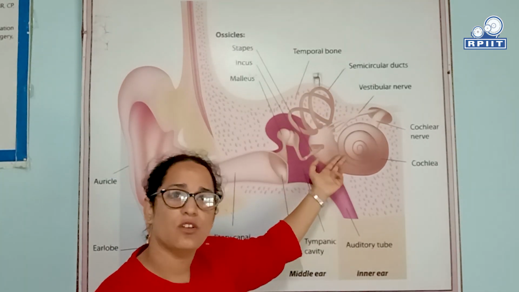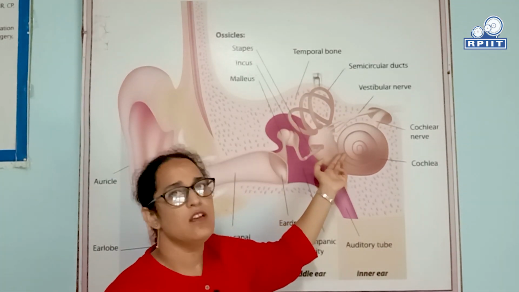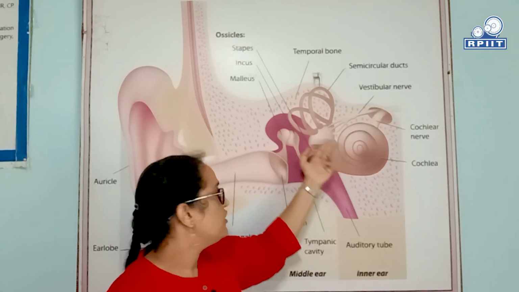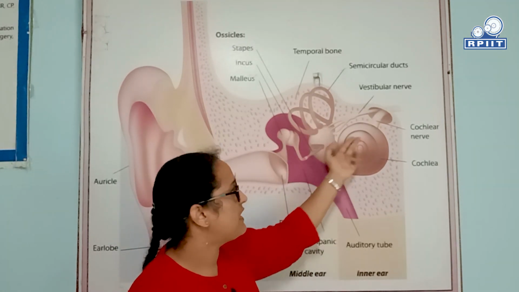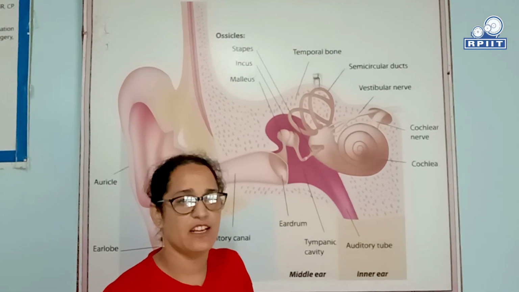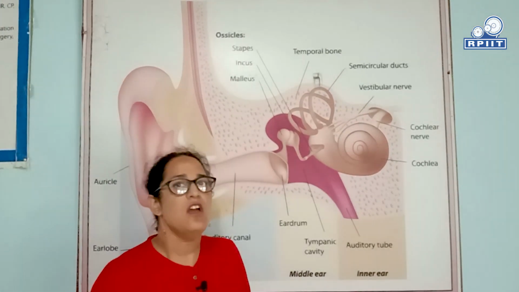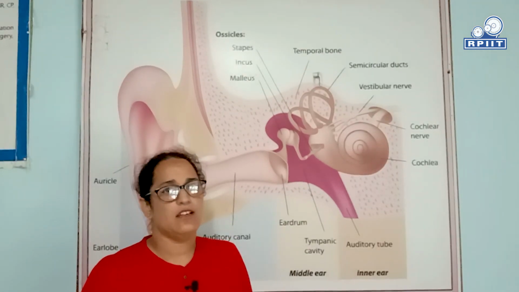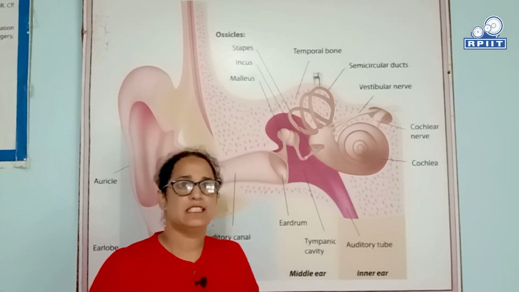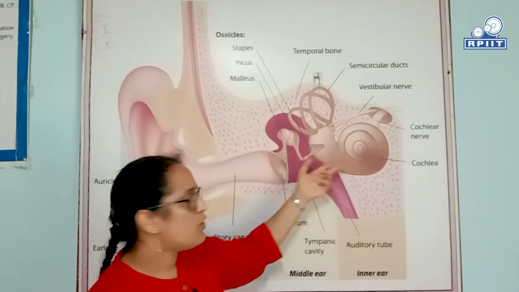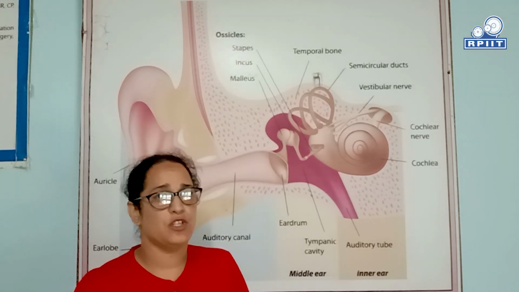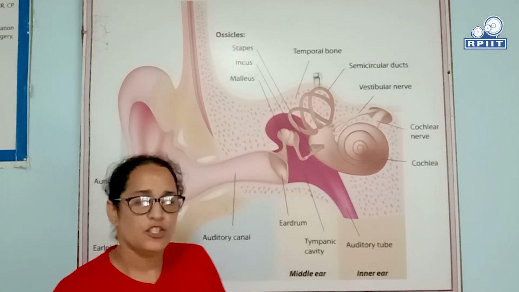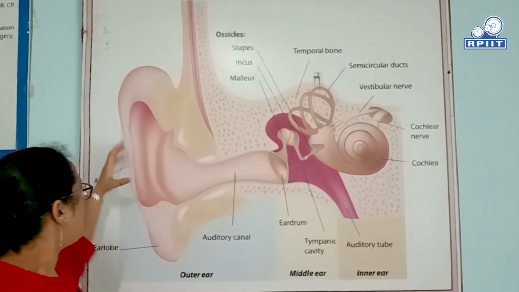The inner ear is called the labyrinth, which means maze. Two types of fluids flow in the inner ear: perilymph and endolymph. As I told you before, endolymph flows in the cochlear duct, that is, scala media. Fine. So how does perception of sound occur in our brain? Let's talk about that portion.